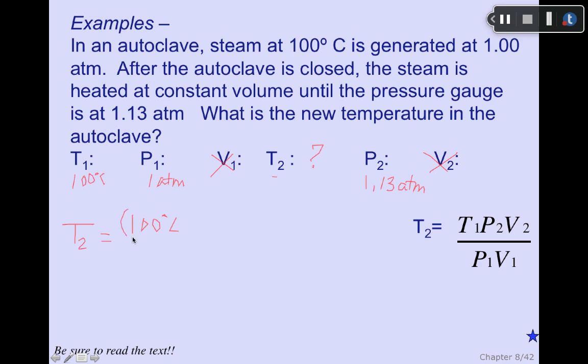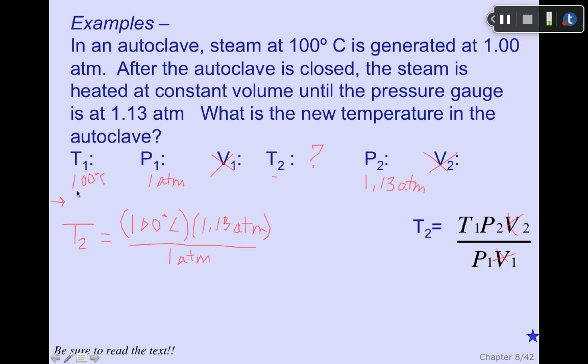and my tool is getting slow on me again. Then times pressure 2, which is 1.13 atmospheres. And as I mentioned before, since volume hasn't changed, volume 2 equals volume 1, we will just drop that out of the calculation and divide this all by pressure 1, oh, handy number, 1 atmosphere. And, oh, what have we forgotten? We always have to do these calculations in Kelvin.